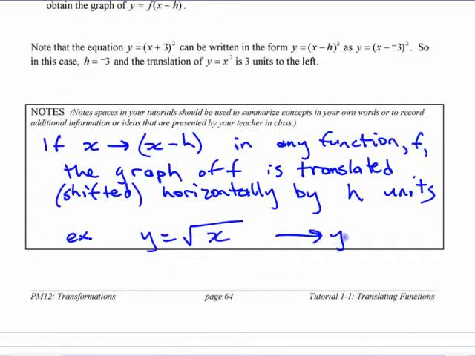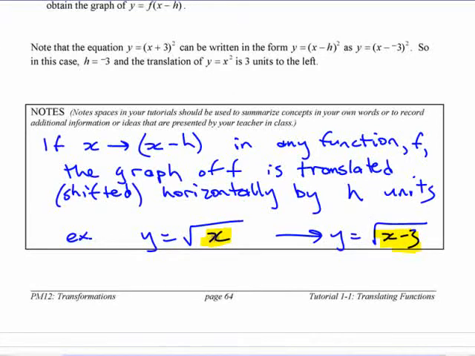For example, as we said here, if you take y equals square root of x and you change it into y equals square root of x minus 3, whatever this graph looked like, the only change has been x turned into x minus 3. X has been replaced with x minus 3. How are those graphs going to be different? How's the new one going to have changed from the first one?